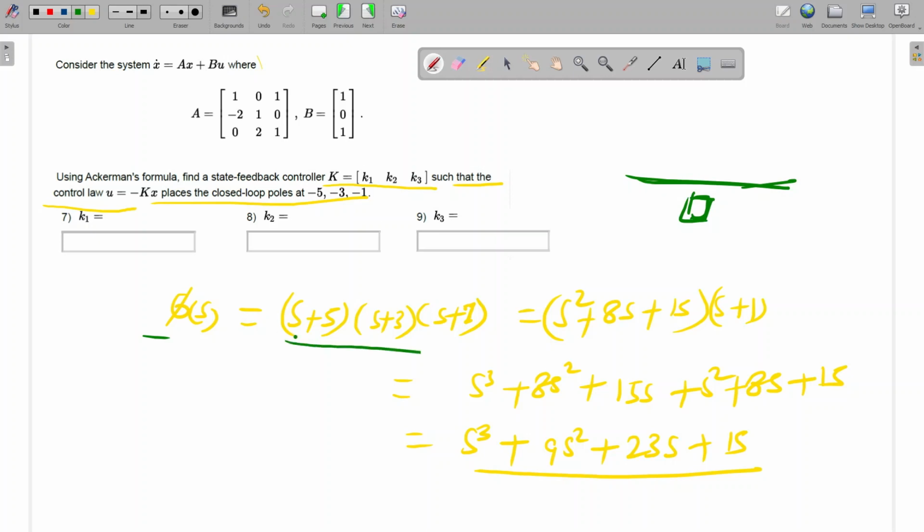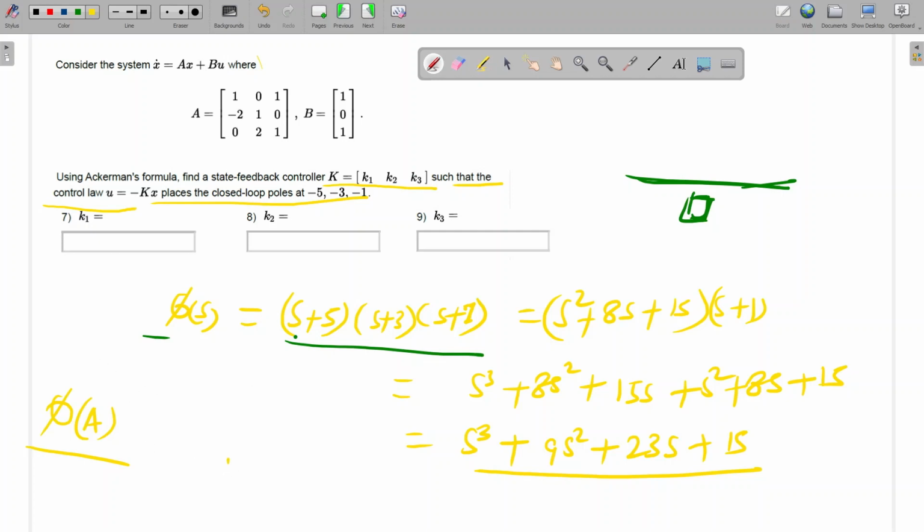That will be the characteristic equation. And the second step is, we have to find phi of A. In place of s, we'll put the matrix A.